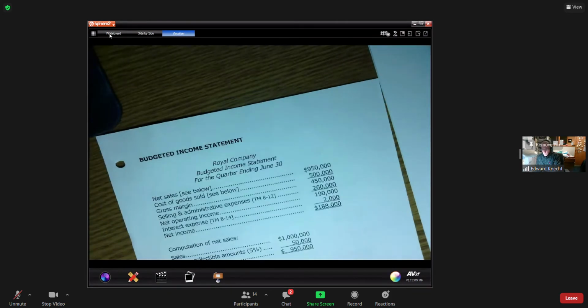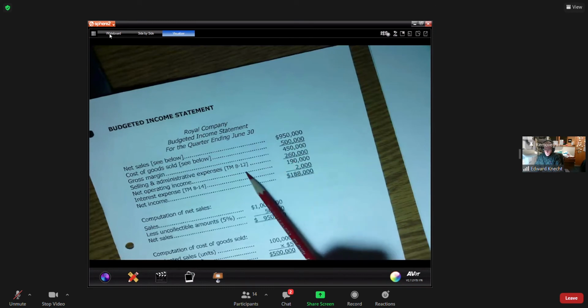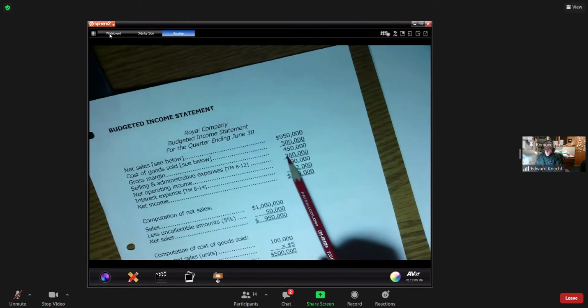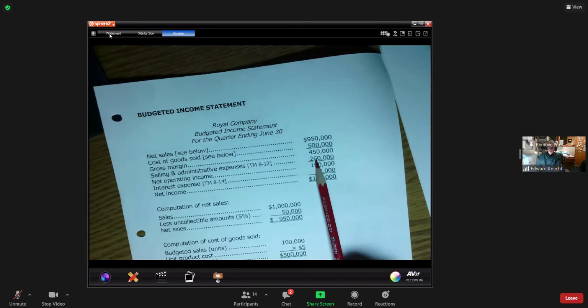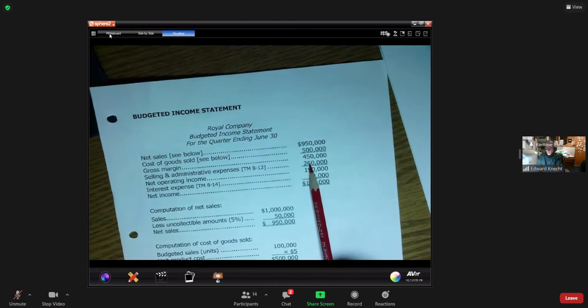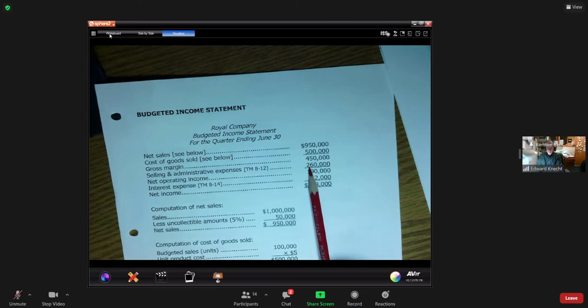Okay, so now budgeted income statement. It looks just like an income statement, right? You got your net sales, cost of goods sold, gross margin, selling administrative, net operating. So your selling administrative costs will include depreciation here on an income statement, but not on the cash budget. I can't tell you enough how students mess that up. Don't be one of those students that mess up depreciation.